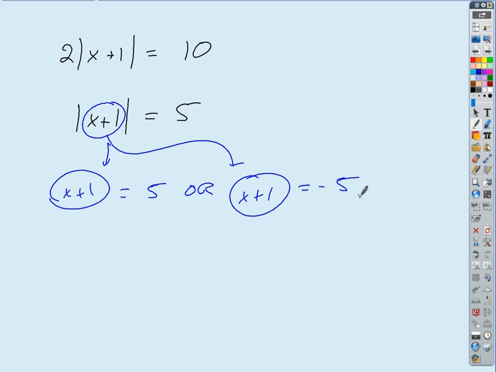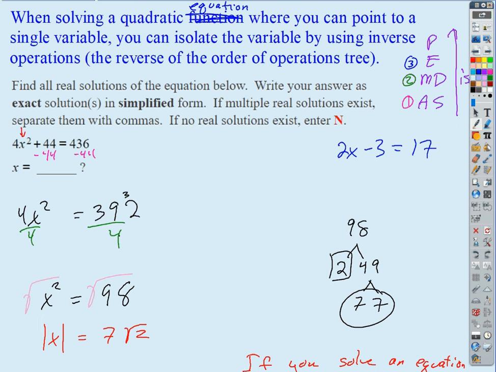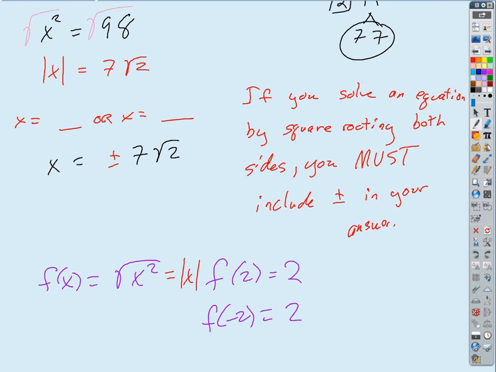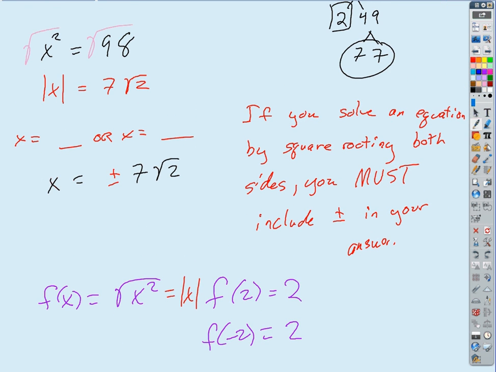Well, this one's much easier. The case we're working on right now, if the absolute value of x equals 7 radical 2, then doesn't that mean either x equals positive 7 radical 2 or x equals negative 7 radical 2? There's my plus or minus.